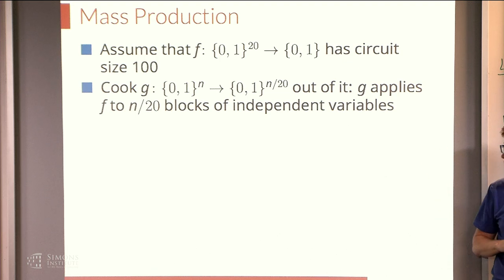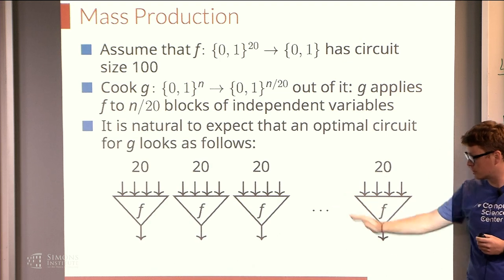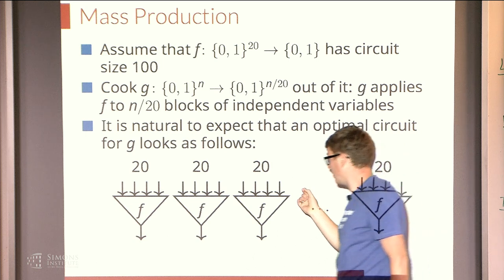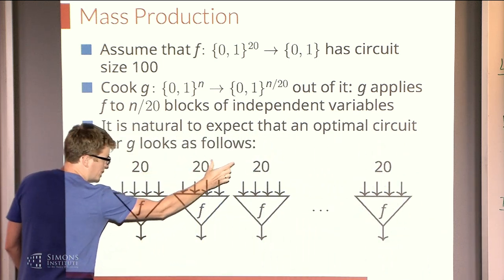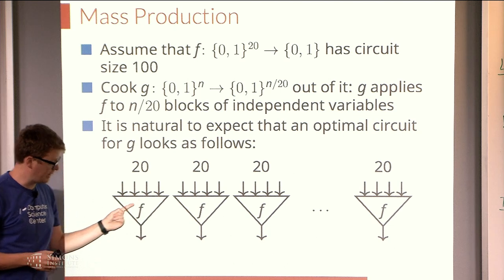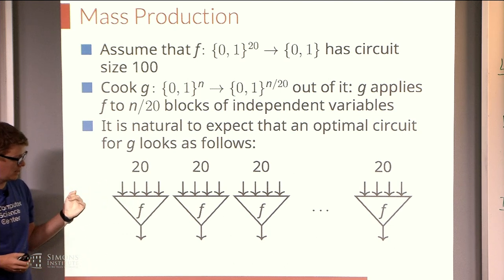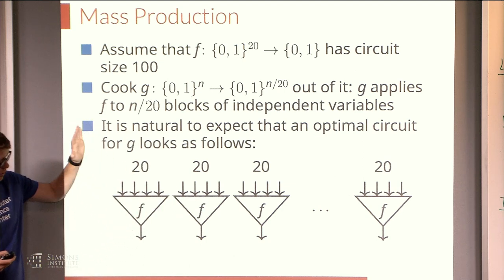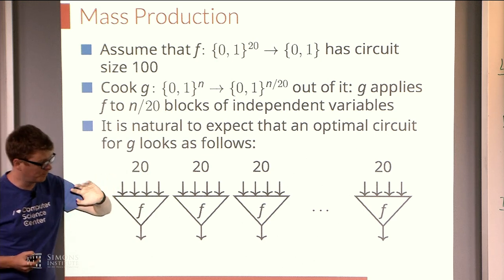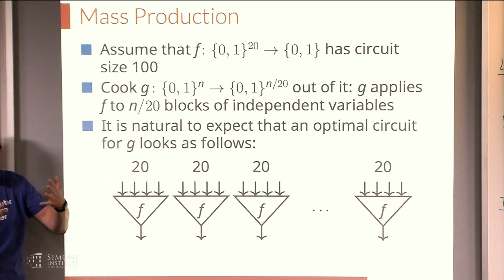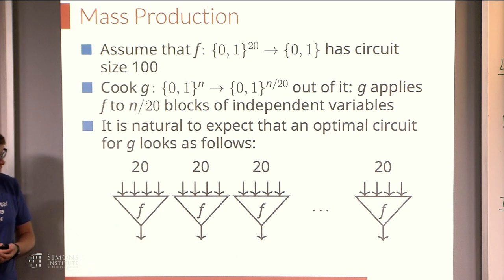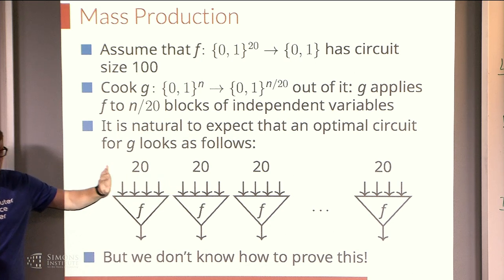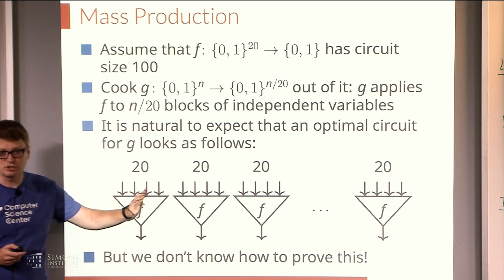For such a function, it is natural to expect that an optimal circuit looks like this, right? We have n over 20 independent copies of variables. For each of them, we need to apply our function f. So it is not at all clear how mixing these circuits might help us. So it is natural to expect that such a circuit would be optimal for our function g. And this would give us a function of circuit size 5n, right? At the same time, we have no idea how to prove this. And moreover, this is just not true for some functions.